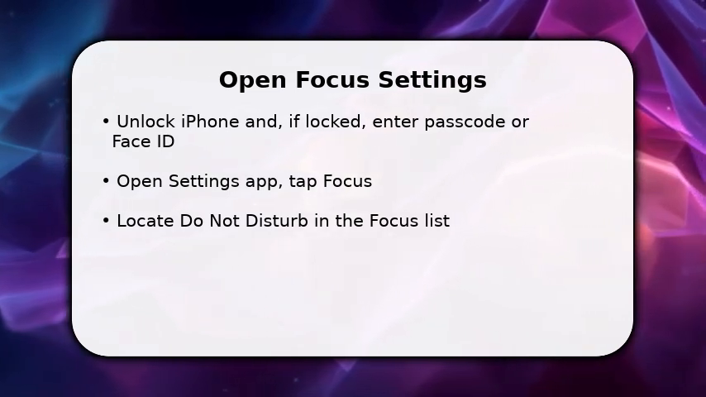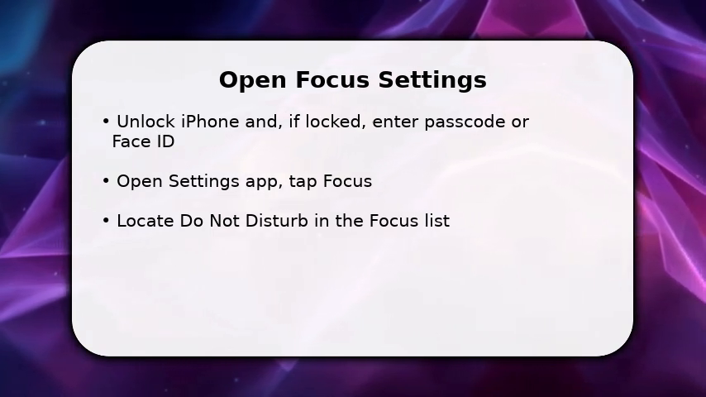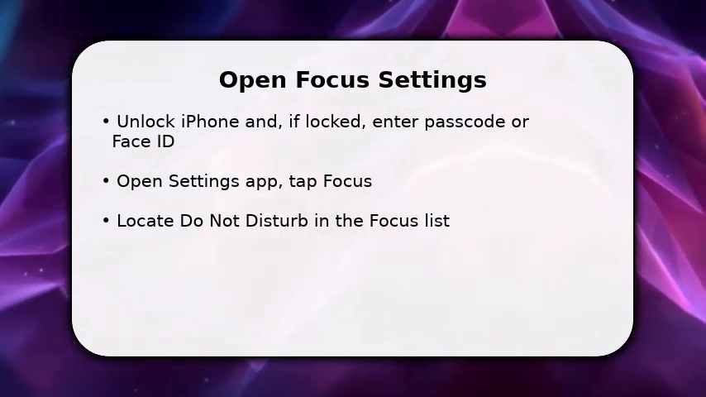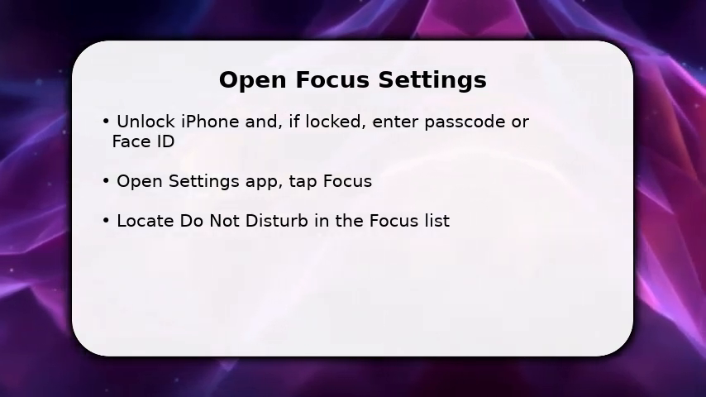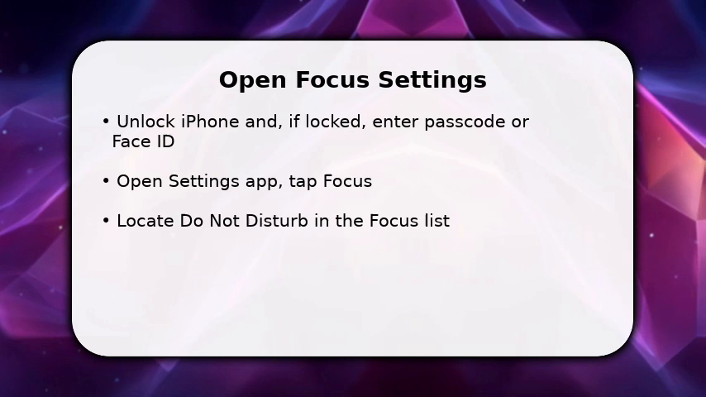Now locate Do Not Disturb in the Focus list and tap it. This first step exposes the toggle and any schedules or automations that might reactivate the mode. Make sure to pause on this screen before you change anything so you can see what's turning it on.